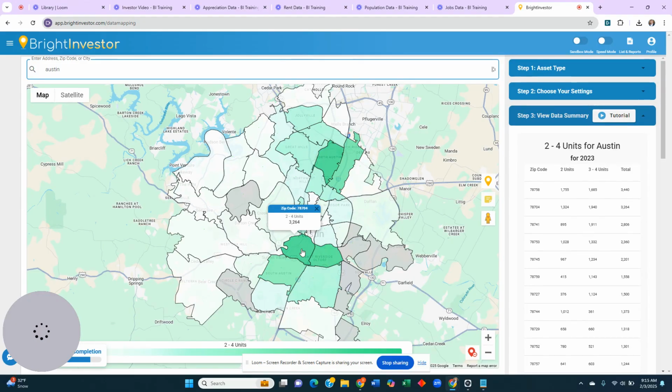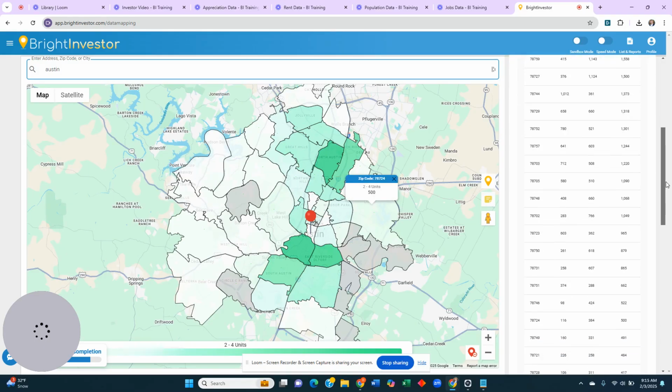3,264 units of housing that are in 2 to 4 unit buildings. So if you want to buy multifamily 2 to 4 units, you should be focusing in these green areas. What it also means is if you try to go in these whiter areas, you're going to have a harder time. This is how you solve the problem of, man, I really want this type of property, but none are coming for sale. Well, it's probably because there's none available where you want to buy them.